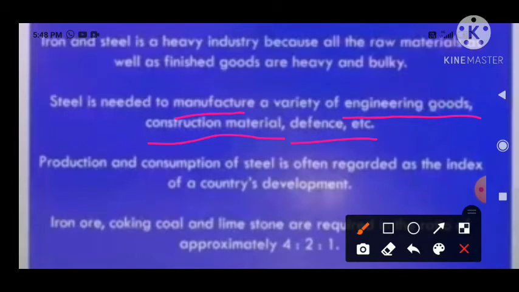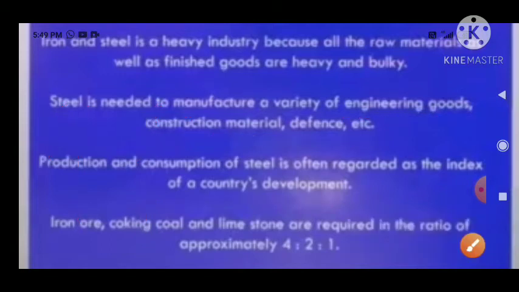Production and consumption of steel is often regarded as the index of a country's development. The steel and iron industry is known as the index of a country's development. In other words, if the steel production of a country is high, then the country is more developed. If steel consumption and production are high in a country, that is the index of its development. By this we can say that steel is the most economic developer product.